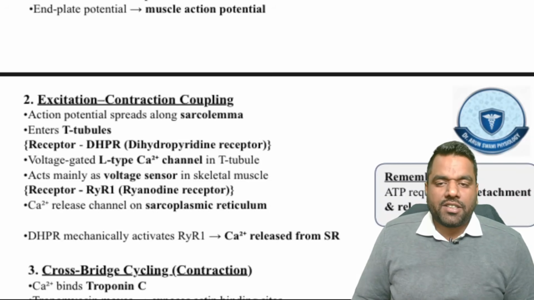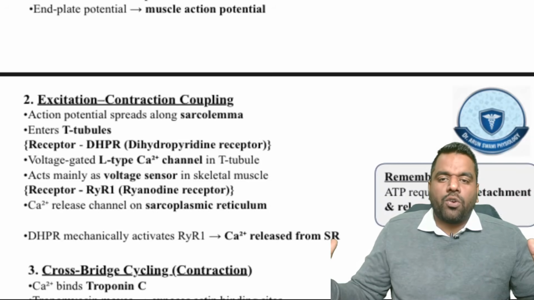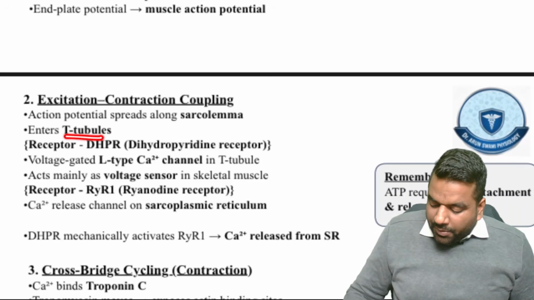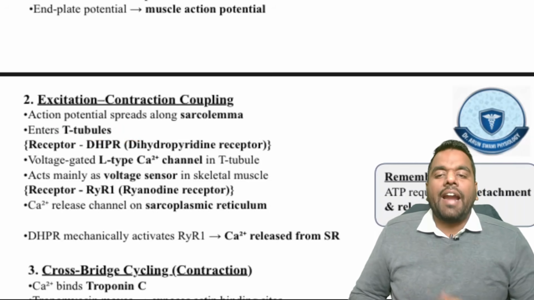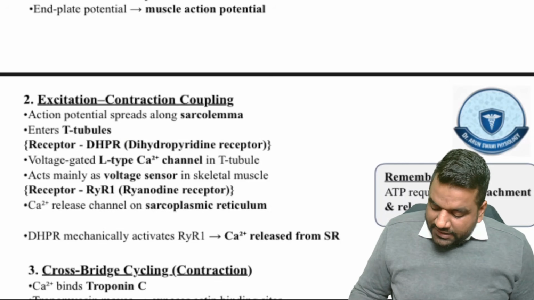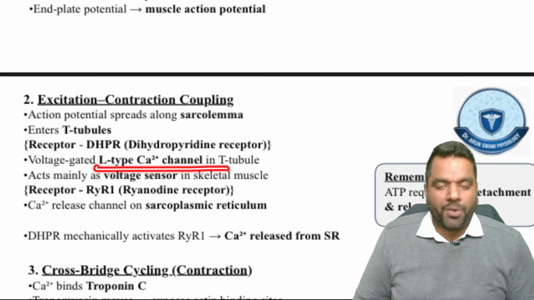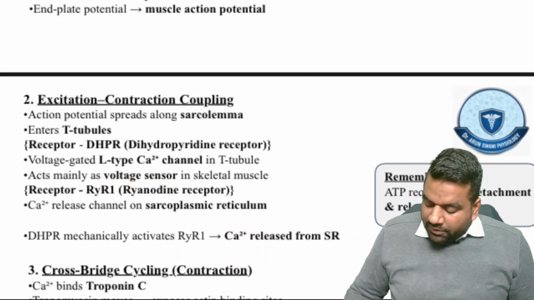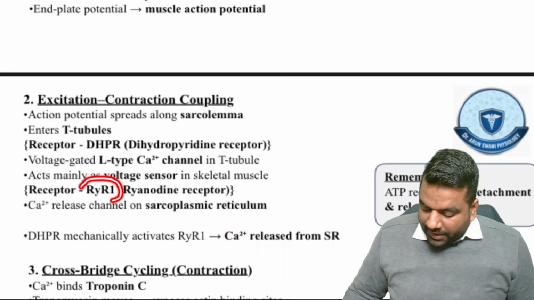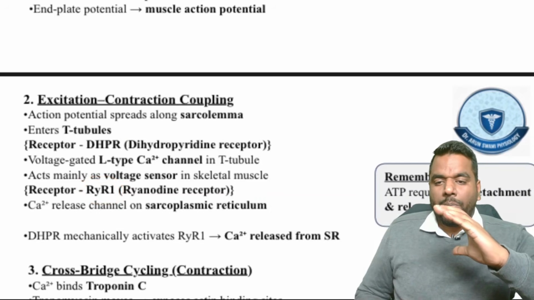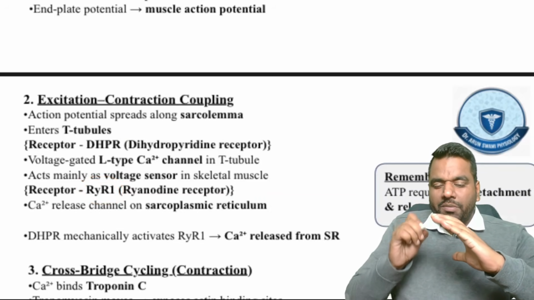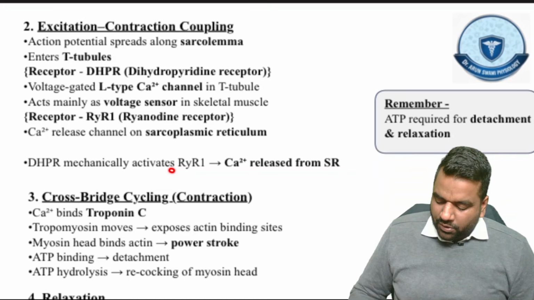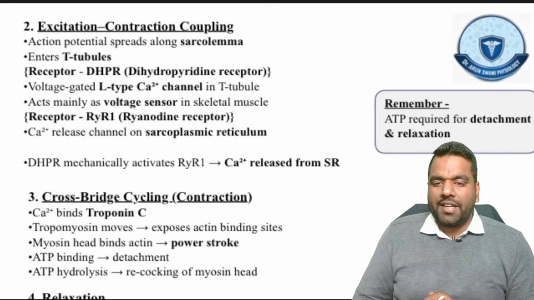In this, the action potential spreads along the sarcolemma, the membrane of the sarcomere, enters into the T-tubule, and activates the DHPR, which leads to the opening of the voltage-gated L-type calcium channel in the T-tubule. Now, this acts as a voltage sensor, and then it will activate the ryanodine receptor. This ryanodine receptor will open up, calcium starts releasing out from the sarcoplasmic reticulum, and DHPR mechanically activates the ryanodine receptor. Guys, please pay attention.